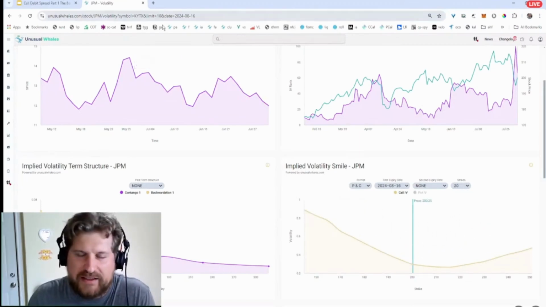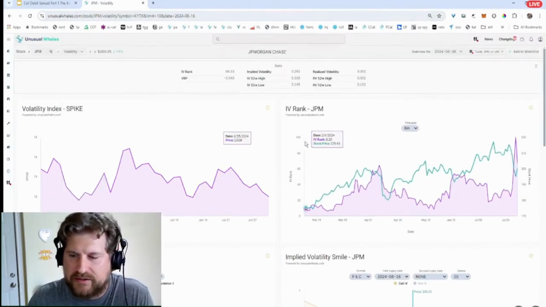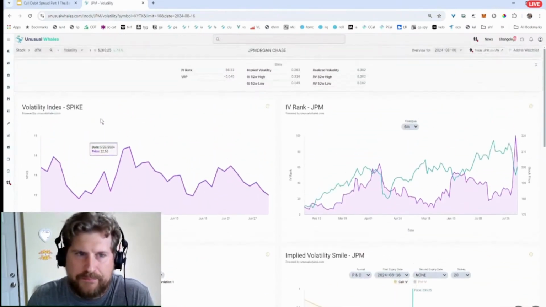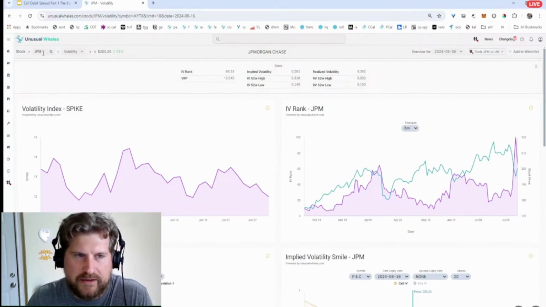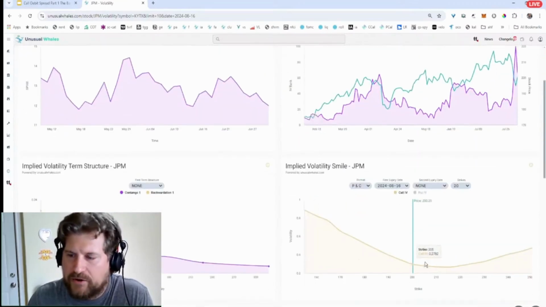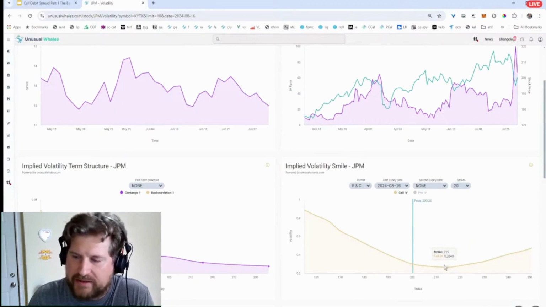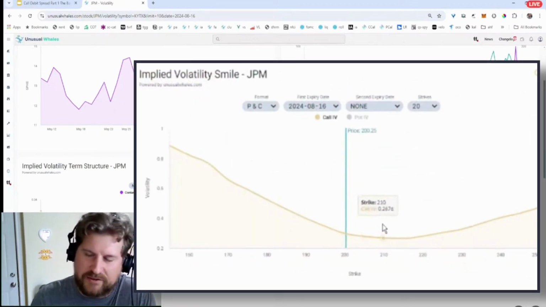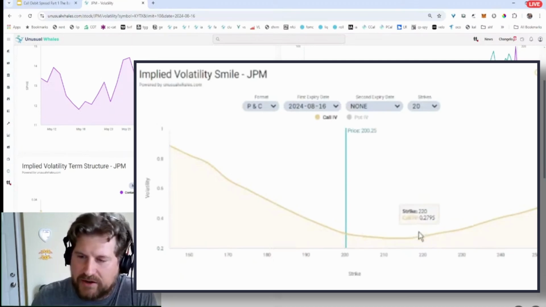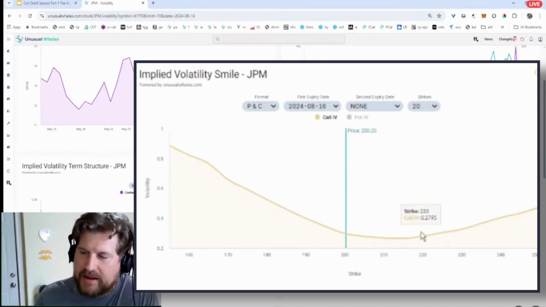As an Unusual Whales user, you can go and take a look at your volatility dashboard here, by going to an individual security, and then selecting volatility from that dropdown. And then you go down over here and take a look at what's called the implied volatility smile. Sometimes you'll hear it called the IV curve or the IV smile, IV smirk, something like that.